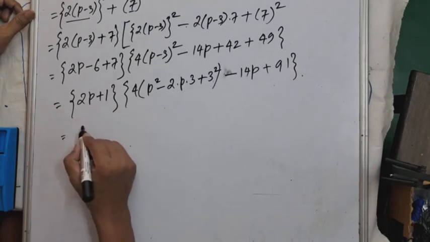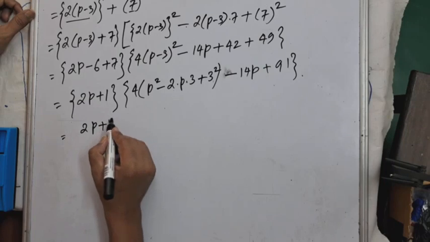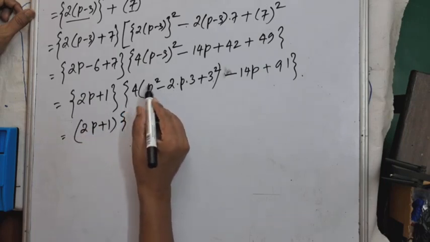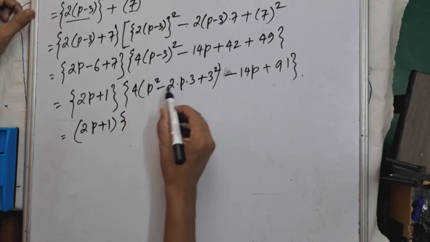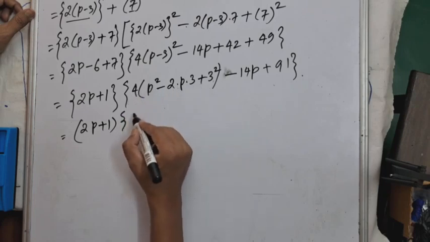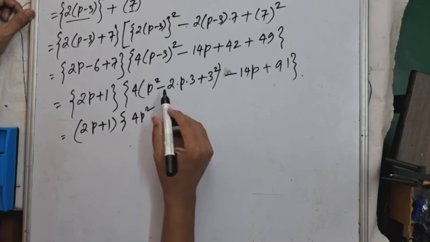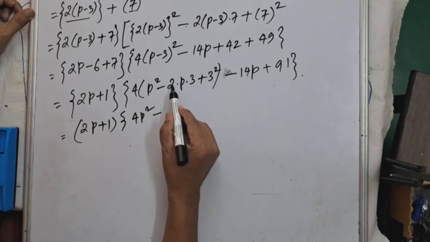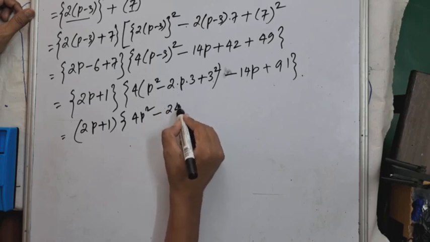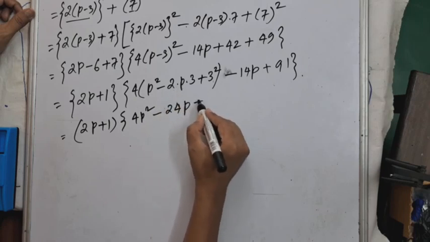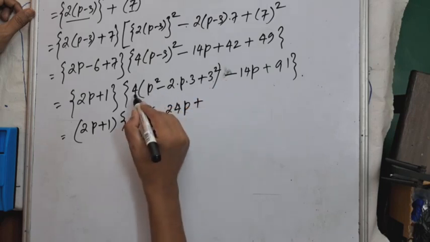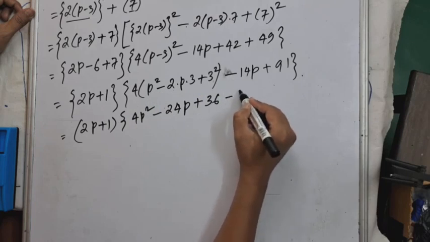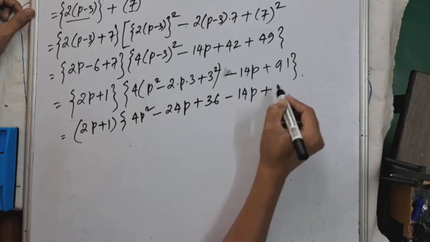So this is 2p plus 1, and let's multiply this. 4 into p square, because 4 is outside the bracket means we must multiply this, isn't it? 4 into p square is 4p squared. This minus we write here. 4 2s are 8, 8 3s are 24, 24p plus 3 squared is 9, so 4 9s are 36. Okay, now minus 14p plus 91.